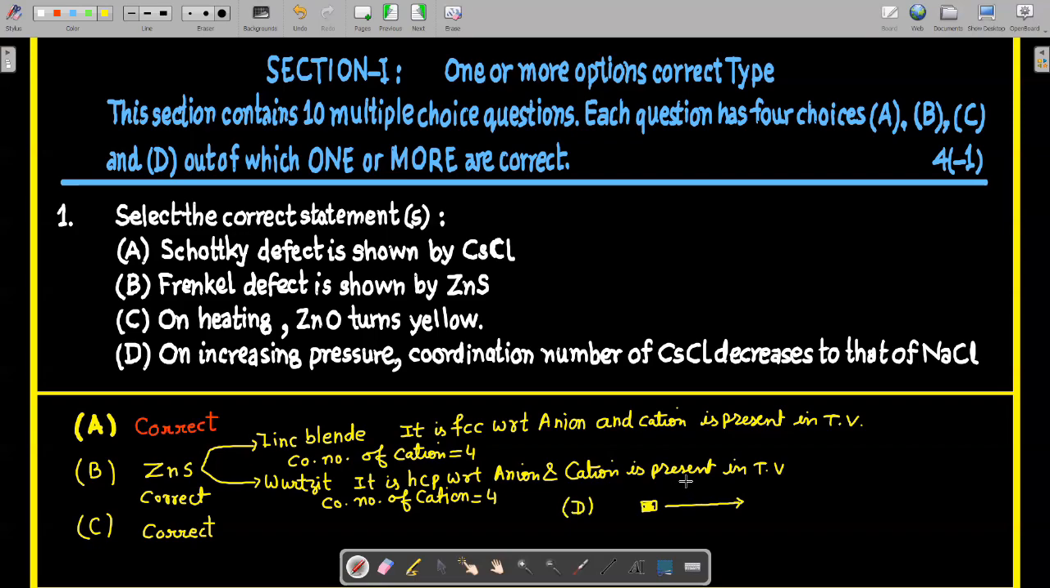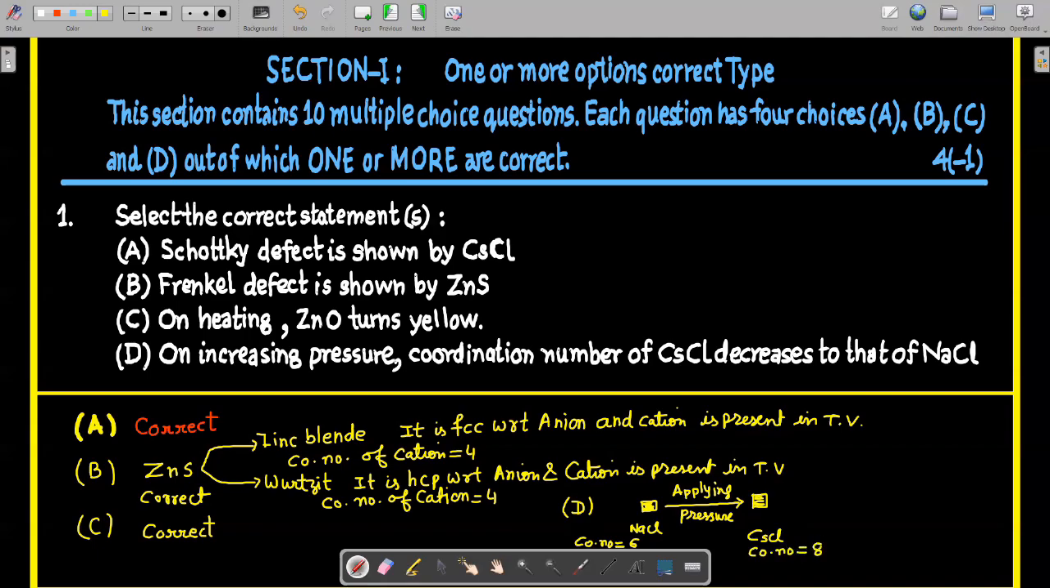So when we are saying that on applying pressure, coordination number should increase, if I have NaCl type of crystal, the coordination number of both cation and anion is equal to 6. In case of CsCl, the coordination number of cation and anion is equal to 8.